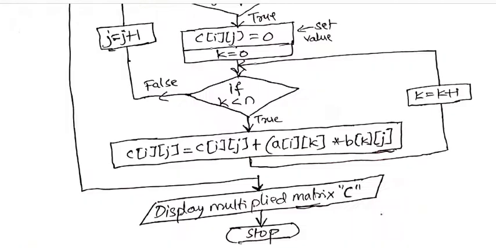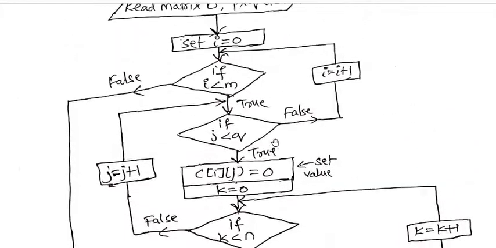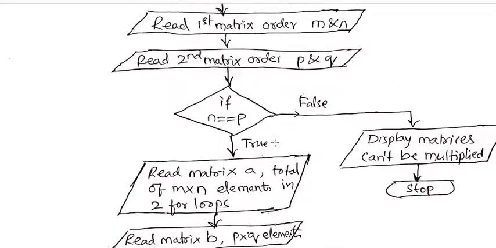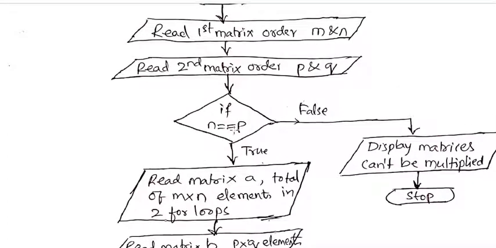So this is the flow chart, and we already discussed the failure condition here. If n is not equal to p, then we do not do any kind of calculation, we just display that matrices cannot be multiplied and we stop the program.